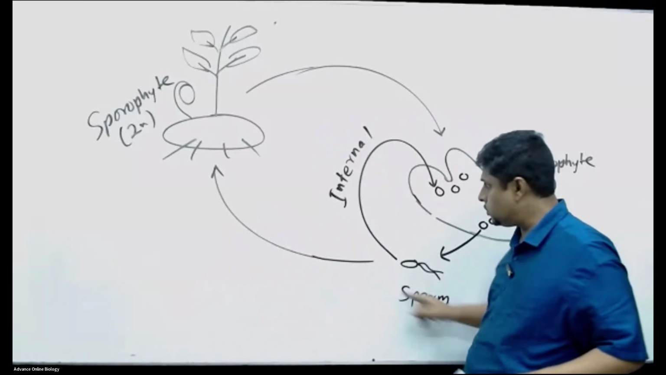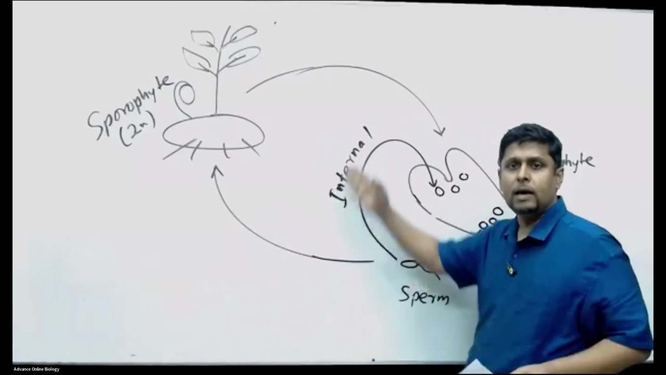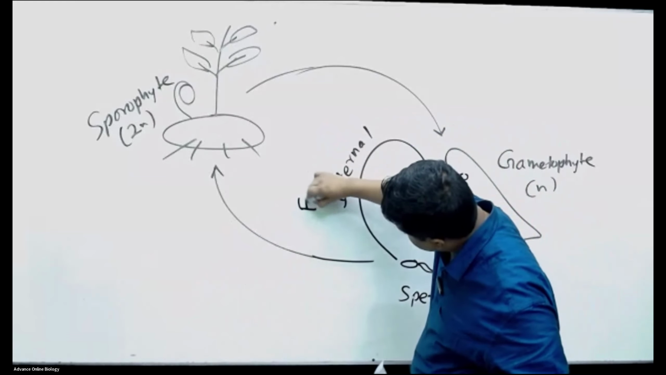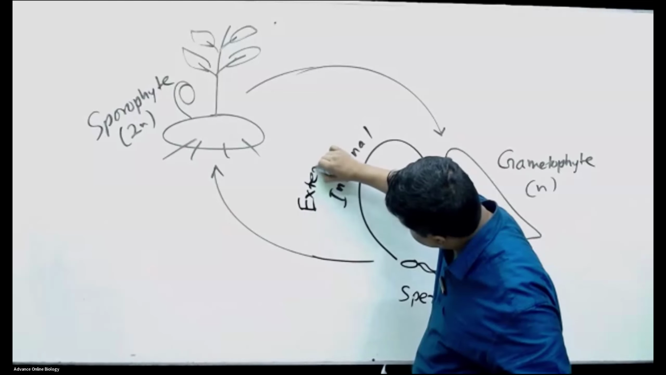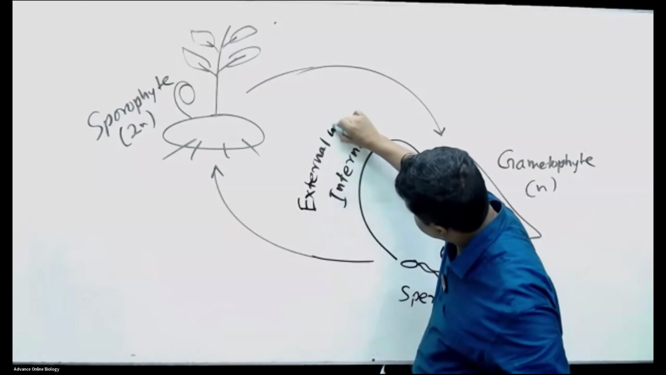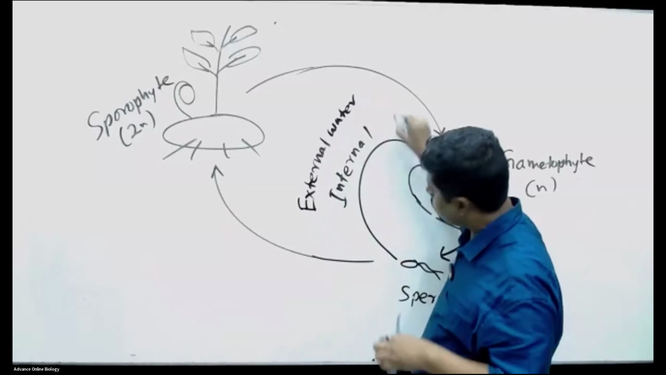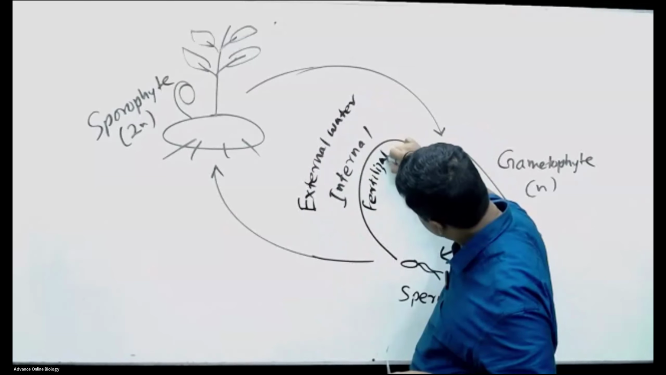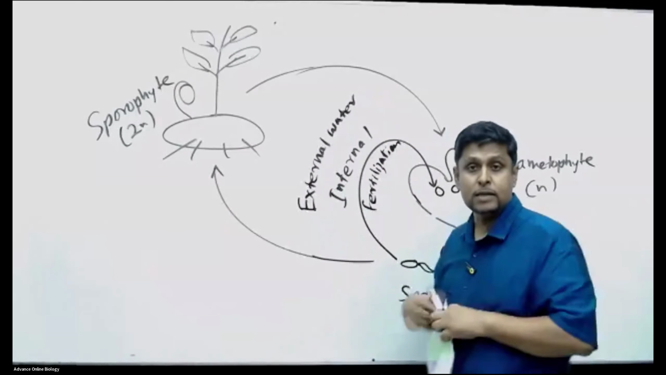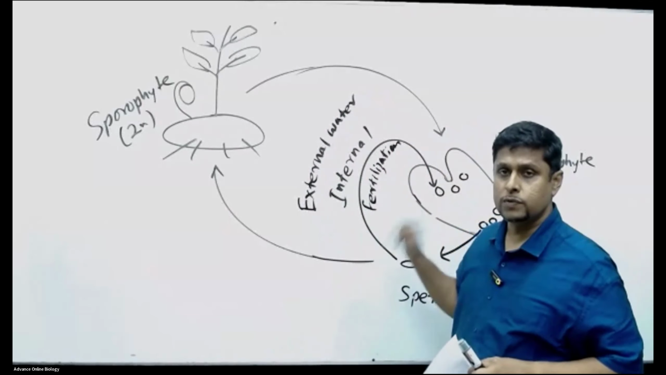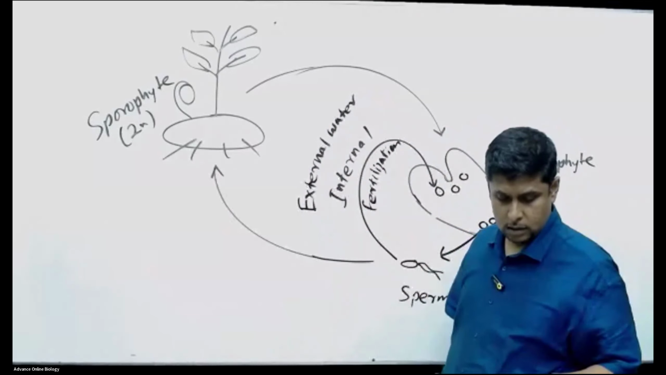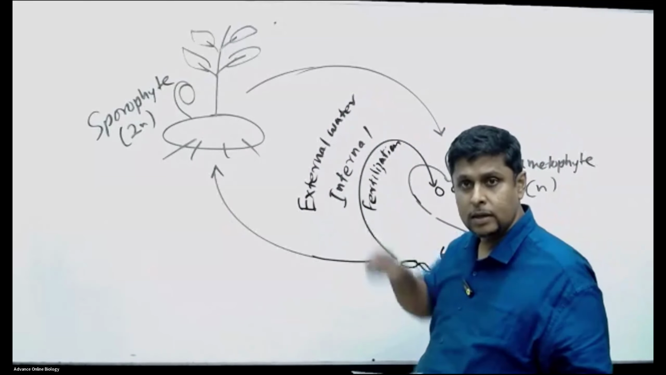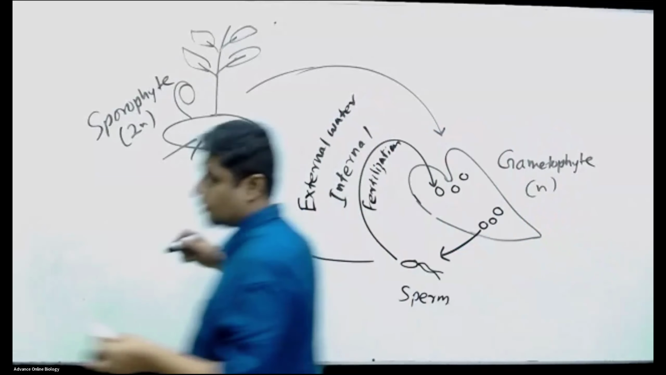Now, here the sperm use external water and then carry out what? Internal fertilization. So external water is used for internal fertilization. All right. Okay. Next one. So, I'm taking the sixth statement as correct.